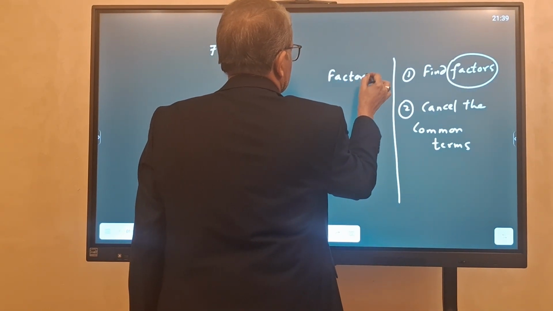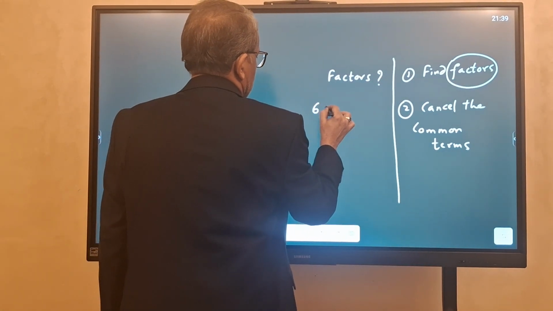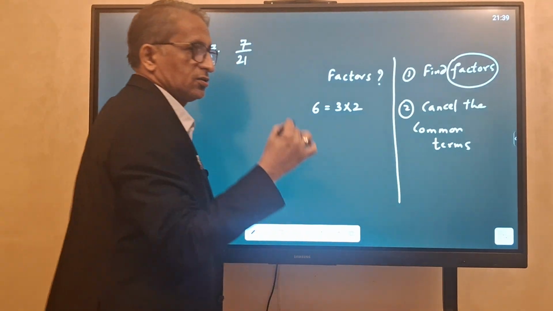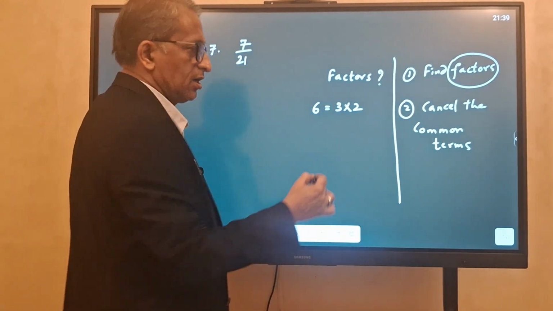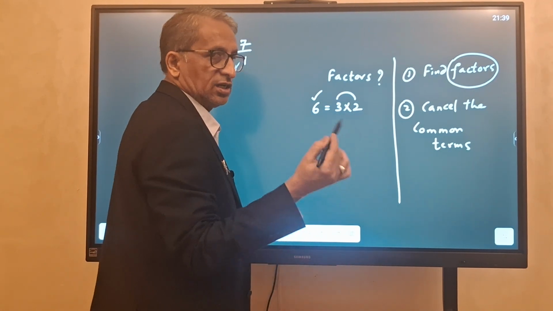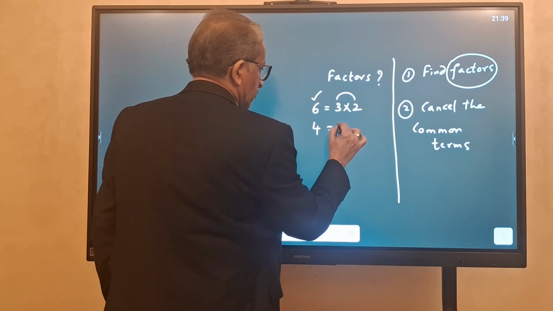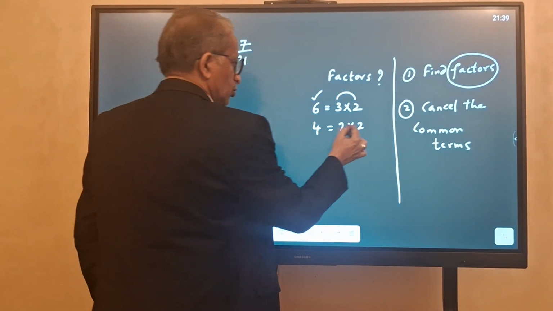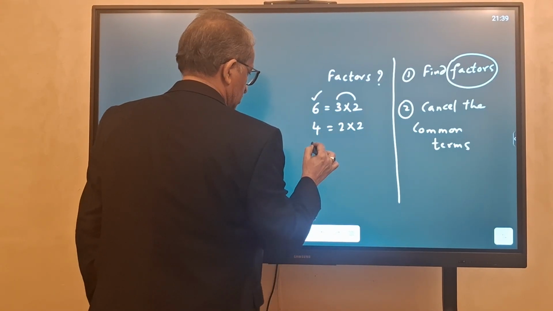What are factors? The factors are like this. The factors of 6 are 3 and 2. So 3 and 2 are the factors of the number 6, and 6 is the product of the two factors 3 and 2. Similarly, what are the factors of 4? It is 2 and 2. 2, 2 are the factors of 4, and 4 is the product of two factors.